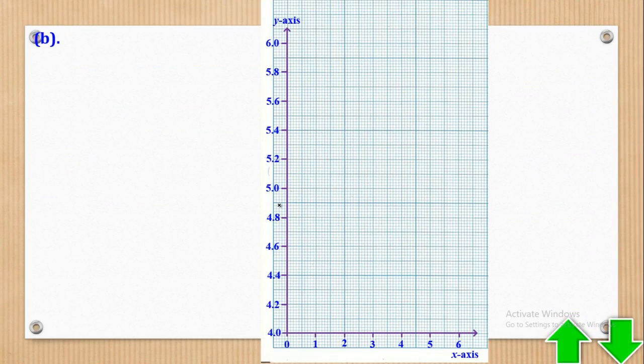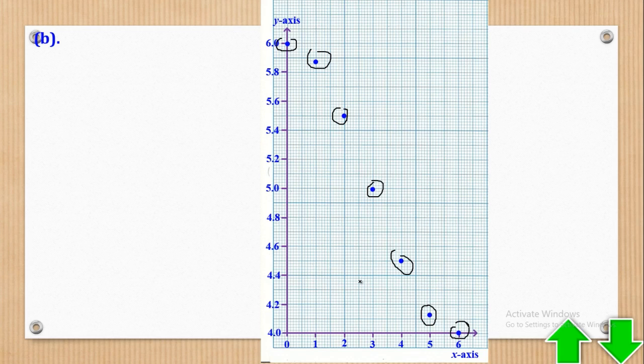So we shall start with 0. When x is 0, we shall put a value which is 6. Then when x is 1, we shall put a value which is that. When x is 2, the value is there. When x is 3, the value is there. When x is 4, the point is there. When x is 5, the point is there. And when x is 6, the point is there.